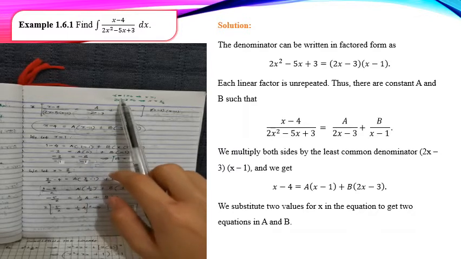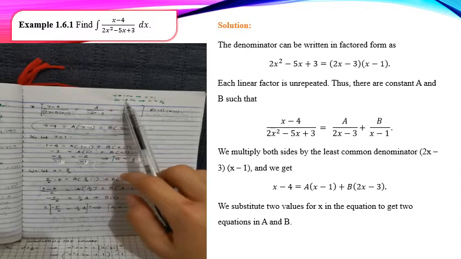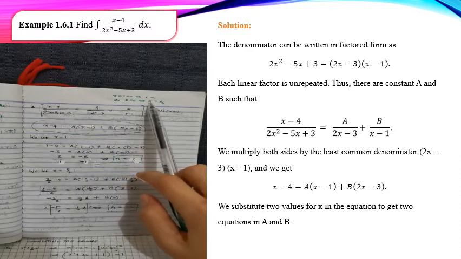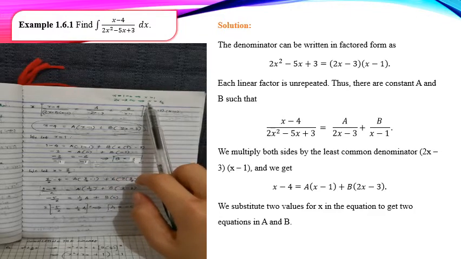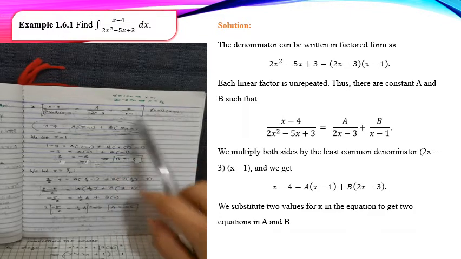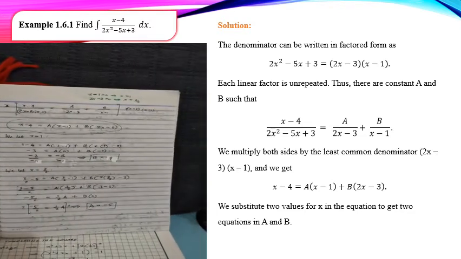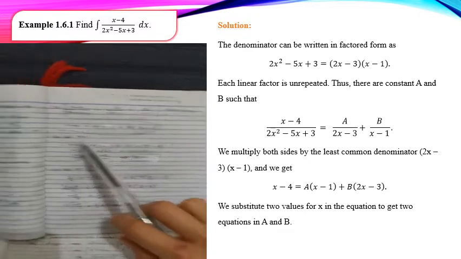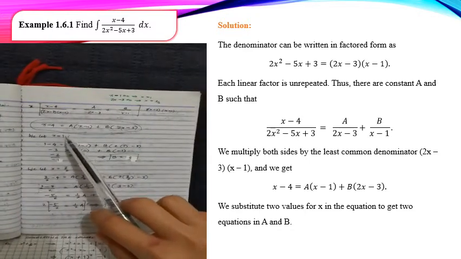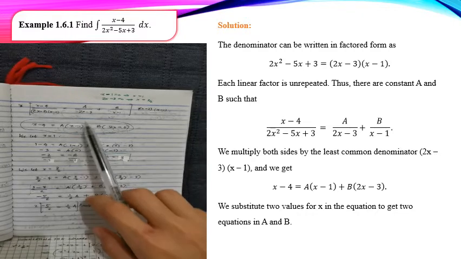Then for the other factor, to make it 0 so that only A remains, we find the value of x here. 2x minus 3 is equal to 0. Transpose 3, then divide both sides by 2. So the second value of x is 3 over 2. Okay, so we let x equal 1. We let x equal 1 here so that when we substitute 1, this becomes 0.